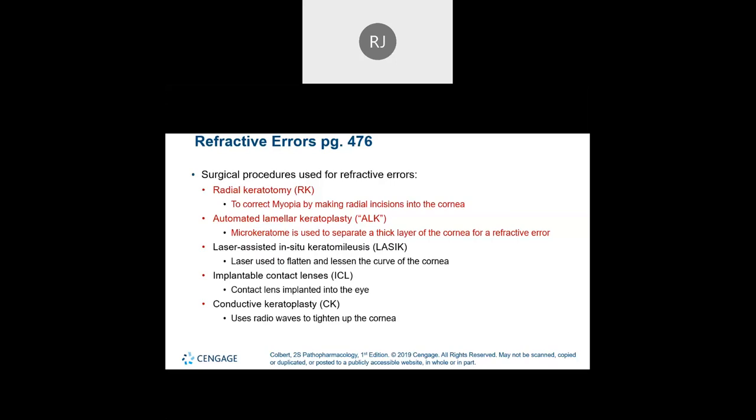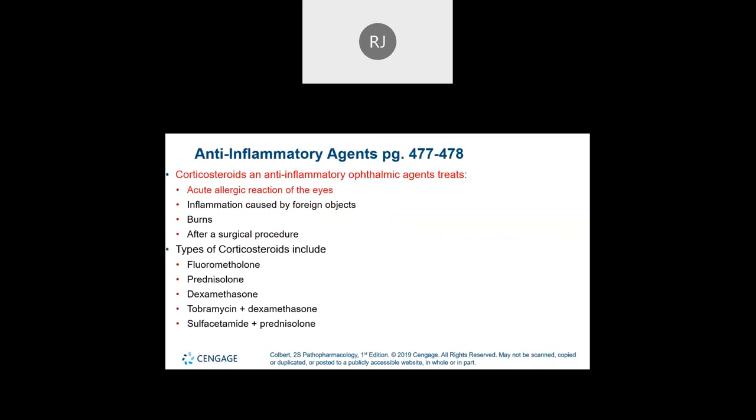Refractive errors is on page 476. So you have surgical procedures used for refractive errors. You have the RK, which corrects myopia by making radial incisions into the cornea. And then you have ALK, which uses a microkeratome to separate a thin layer of the cornea for a refractive error. And then you have the LASIK surgery, the ICL surgery, and then the CK surgery.